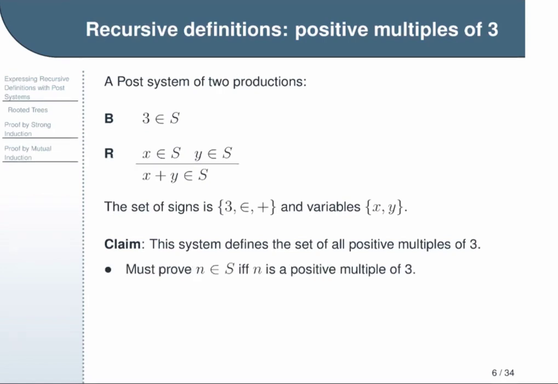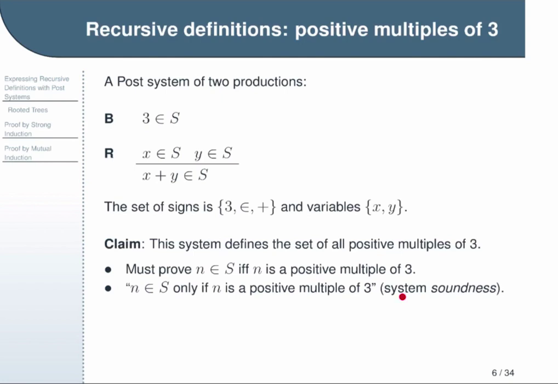And the statement I'd want to prove is that n is in S if and only if n is a positive multiple of 3. It's just a slight restatement of the claim above. Now this is an if and only if statement, so I need to prove it in two directions. The first one is n is in S only if n is a positive multiple of 3, and that represents system soundness, right? Meaning that there are no undesirable things that have somehow gotten into my system.